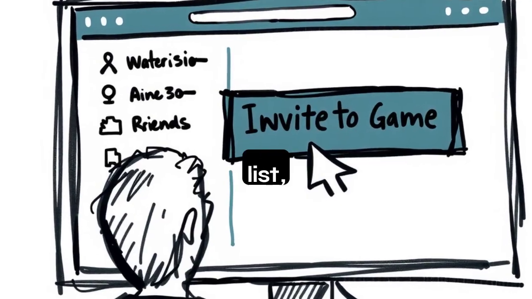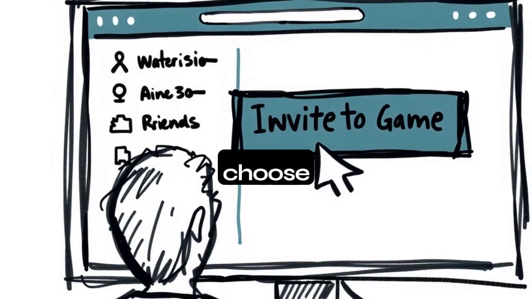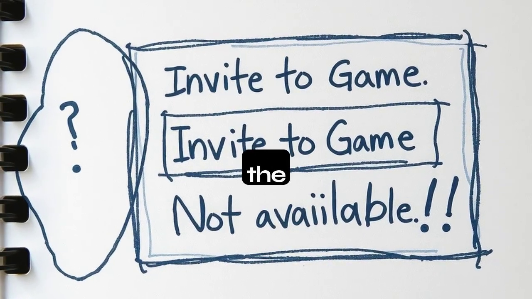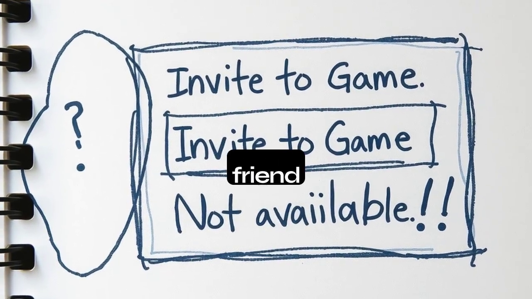To invite from your friends list, right-click your friend's name, then choose Invite to Game if it's available. If Invite to Game is grayed out, the game might not support invites, or your friend isn't in the right state to join yet.